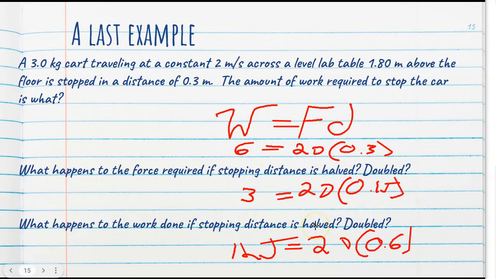So the work would then double. If the distance doubles, then the work doubles. If the distance is halved, then the work is halved. Hopefully by now you understand why it's so important to make sure you're in a car with the proper airbag feature.